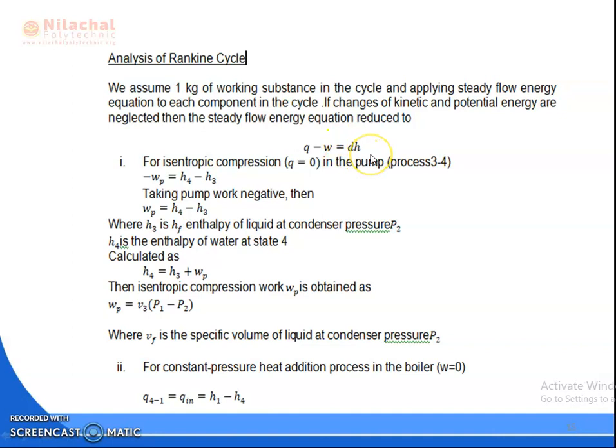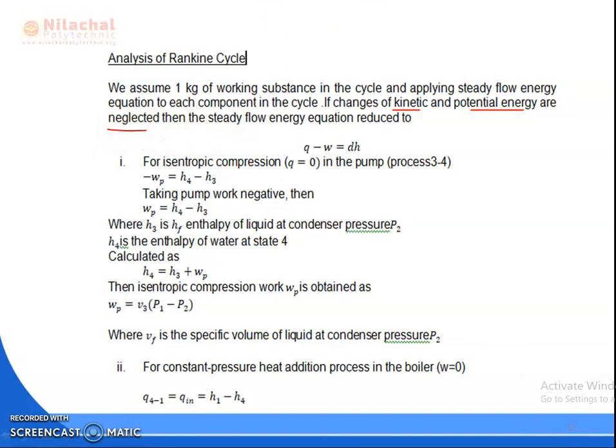All these are the 4 components, that is your boiler, turbine, condenser and pump. These 4 are considered as a control volume, that is, an open system. So here we can apply the steady flow energy equation. Before applying it, what assumptions are taken? The change in kinetic energy and change in potential energy are neglected.